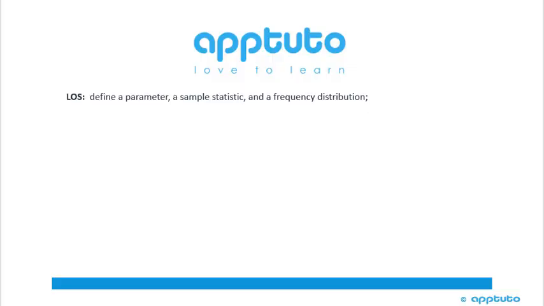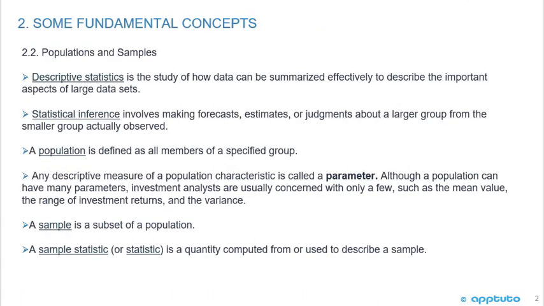This LOS is to define a parameter, a sample statistic, and a frequency distribution. The first part of this LOS is to describe a parameter. So just as a quick review, we're going to look at populations and samples again.